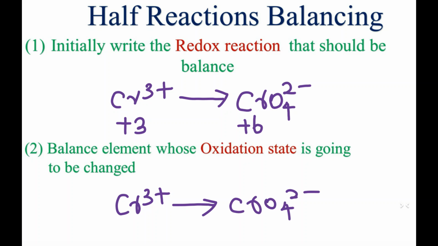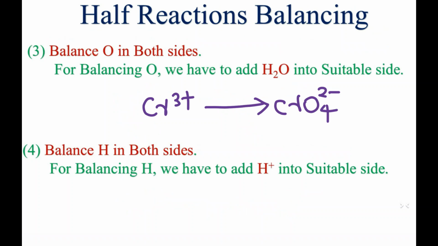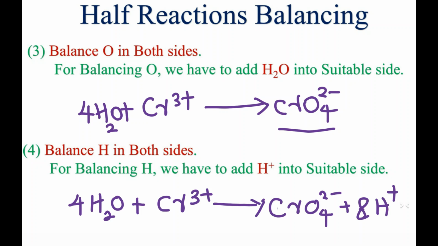And then we have to balance oxygen and thereafter hydrogen and the charge of both sides. In the right side you can see 4 oxygen atoms, so we have to use 4 H2O molecules on the left side to balance oxygen, and thereafter we have to use H+ to balance hydrogen. On our left side you can see 8 hydrogen atoms, so to balance hydrogen we have to add 8 H+ into the right side.